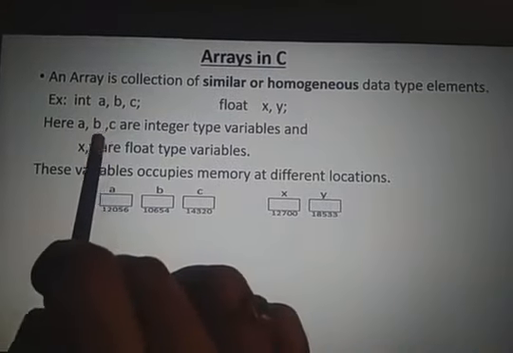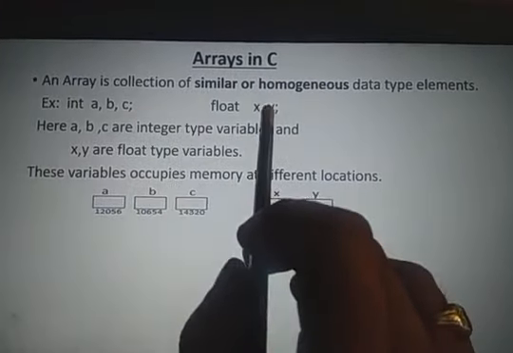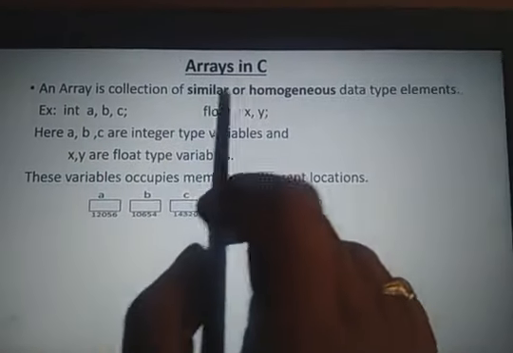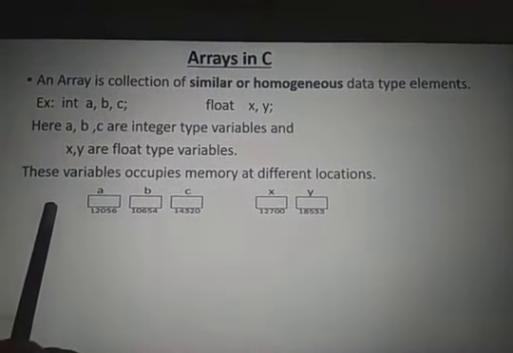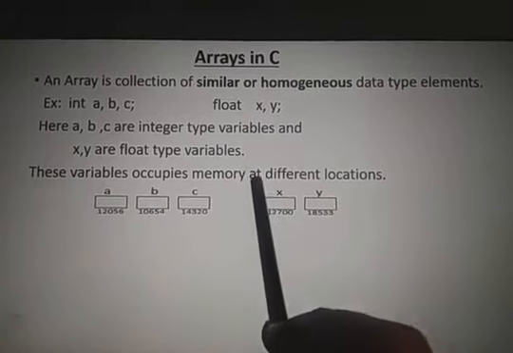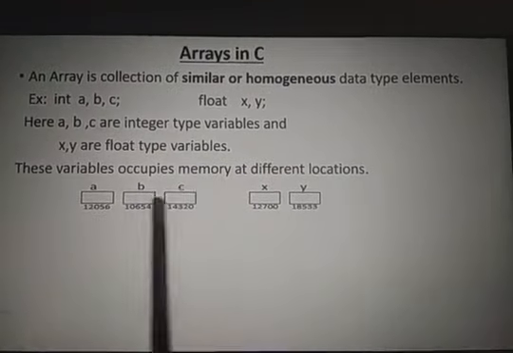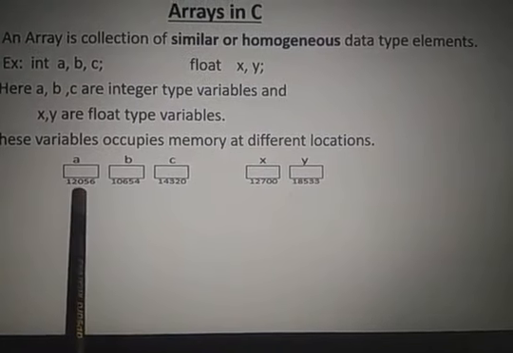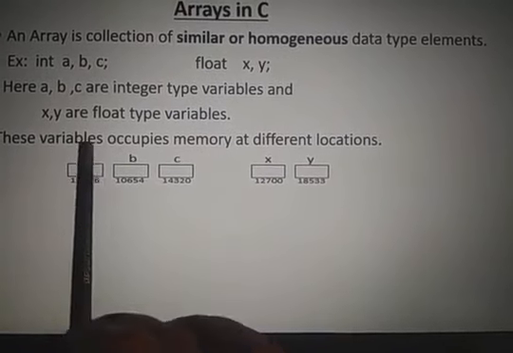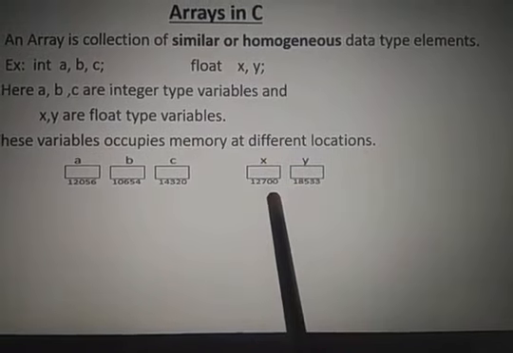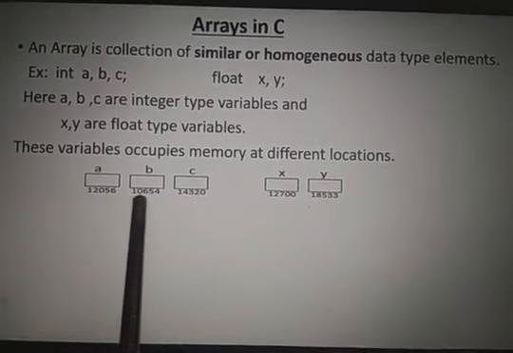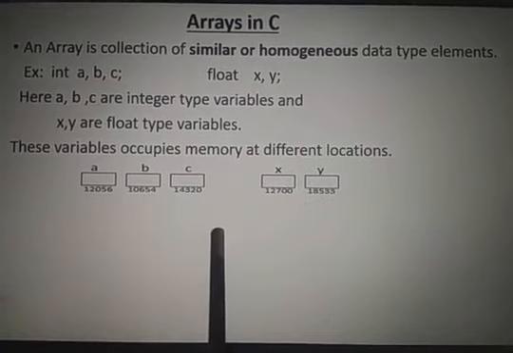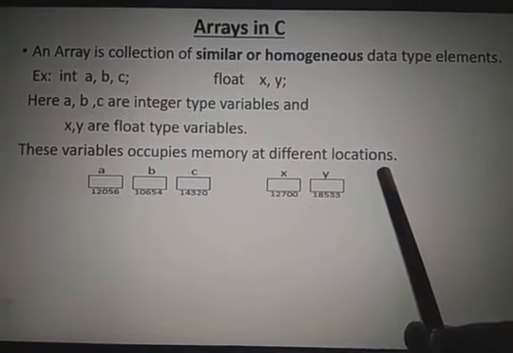Here A, B, C are integer type and x, y are float type variables, the same category, right? These three are same, these two are same, similar. But the memory is allocated in different locations. Assume this is just an example: 1205 is the address of A, then address of B, address of C, address of X, address of Y. These are continuously declared in the same line, but the memory is not allocated continuously. These are allocated at different locations.